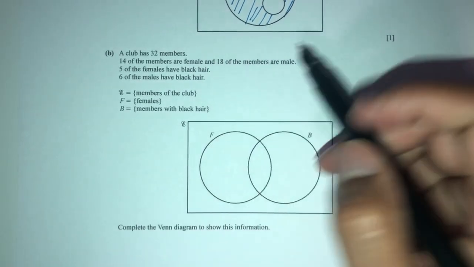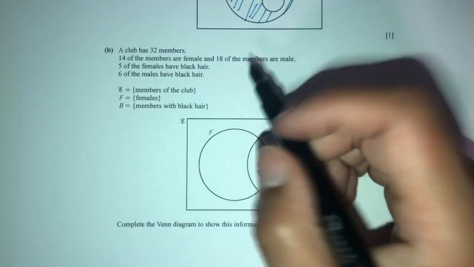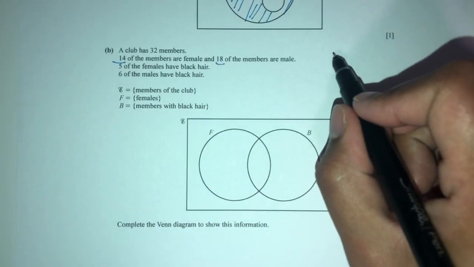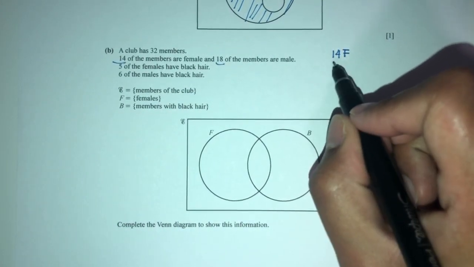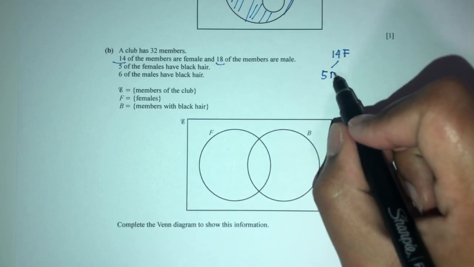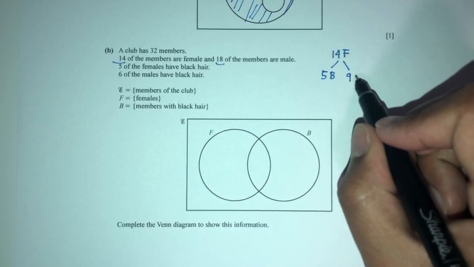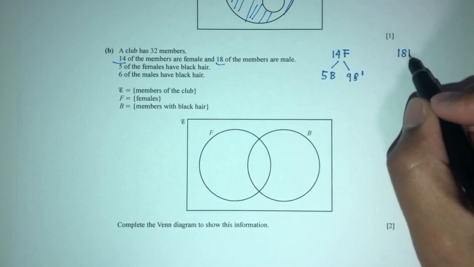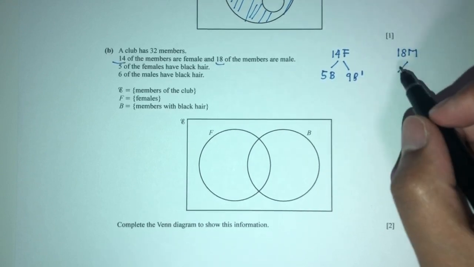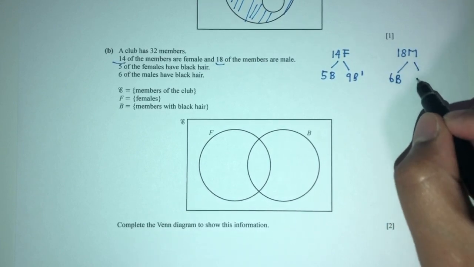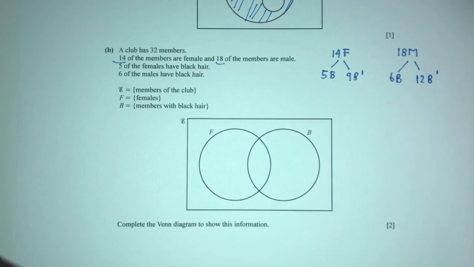So as we can see here, we have 14 females. We have 5 females who have black hair, and the rest will be 9 with non-black hair, and we have 18 males, and here we have 6 males who have black hair, which means 12 do not have black hair. So let's break it down, so at least we know what we are dealing with.